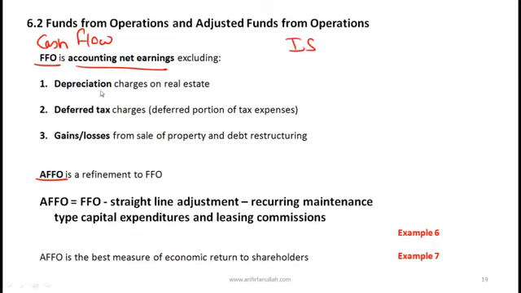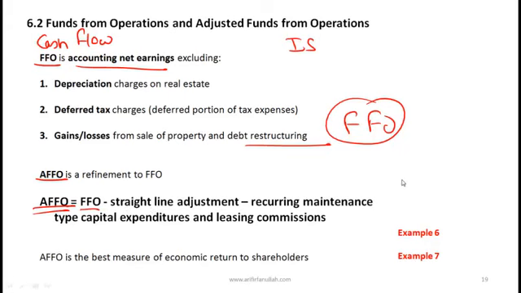We add back depreciation. We remove the impact of deferred tax charges because these are non-cash items, and we also remove the impact of gains and losses from sale of property and debt restructuring because again these are non-cash items. So after these adjustments we have the funds from operations. Now a slightly more refined form of the FFO is adjusted FFO, or AFFO, and you need to know this formula also. The adjusted funds from operations is equal to the FFO minus any straight line adjustments.